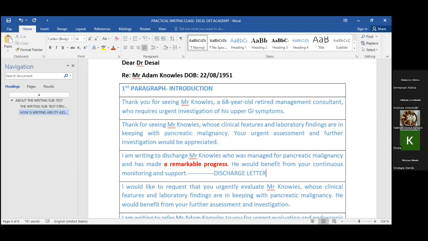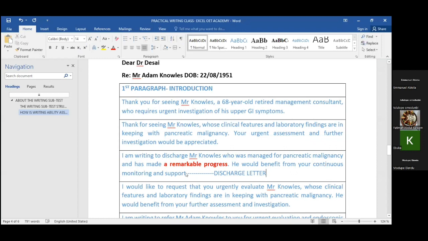So, because I wrote the purpose of the letter, I'm writing that it's a discharge letter, so I've already written it in my introduction here. Then I've already said what I managed it for: managing for pancreatic malignancy. But since it's a discharge, I discharged the patient back to me. I hope he has been doing fine. So I want to tell the GP or the nurse that he has made a remarkable progress, or he has made significant improvement, or has made a good progress, and then he would benefit from your continuous monitoring and support.